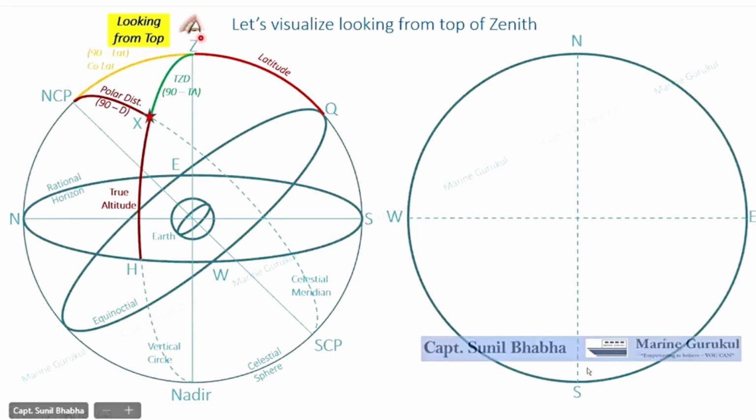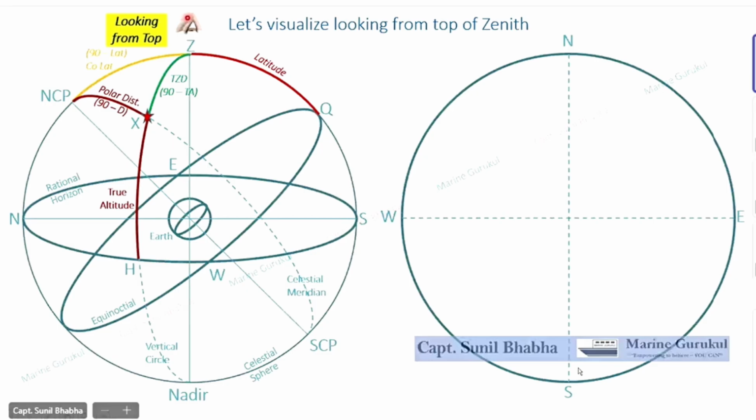When you look from top, the circumference will be the rational horizon, and this Z point, that is the zenith of the observer, will be exactly in the center. So let us show this Z point exactly in the center here. You have the Z point here at the center.